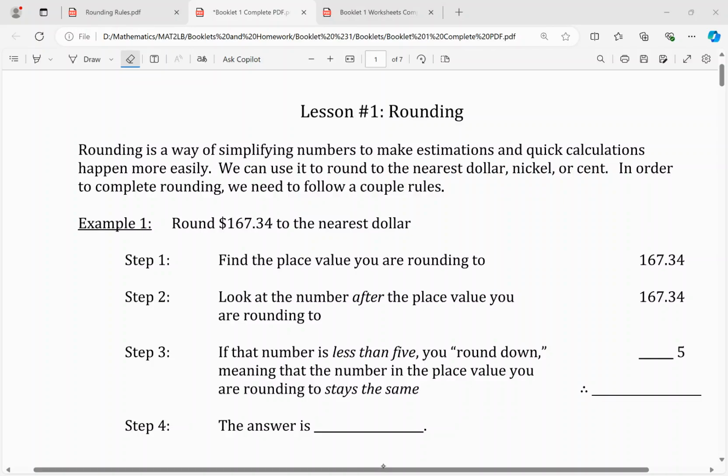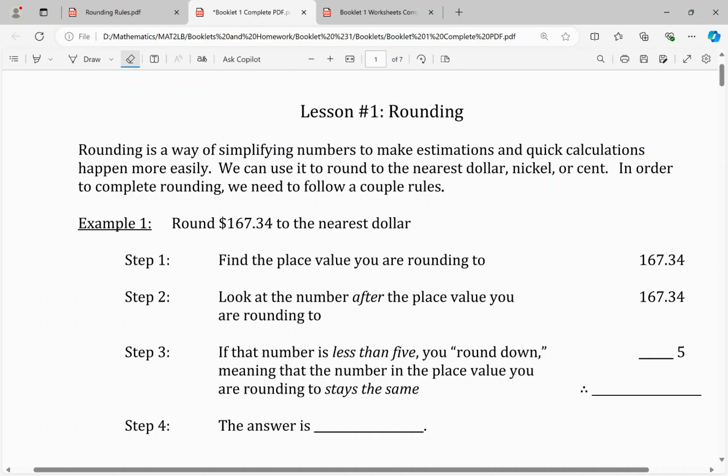All right. Hello, everyone. Today we will be starting our first lesson of our first booklet, and this lesson is going to be on rounding. So for many people, this is going to be a nice review of last year, and if it is not, no big deal. We are going to talk about rounding from scratch, although it should not take us too long.